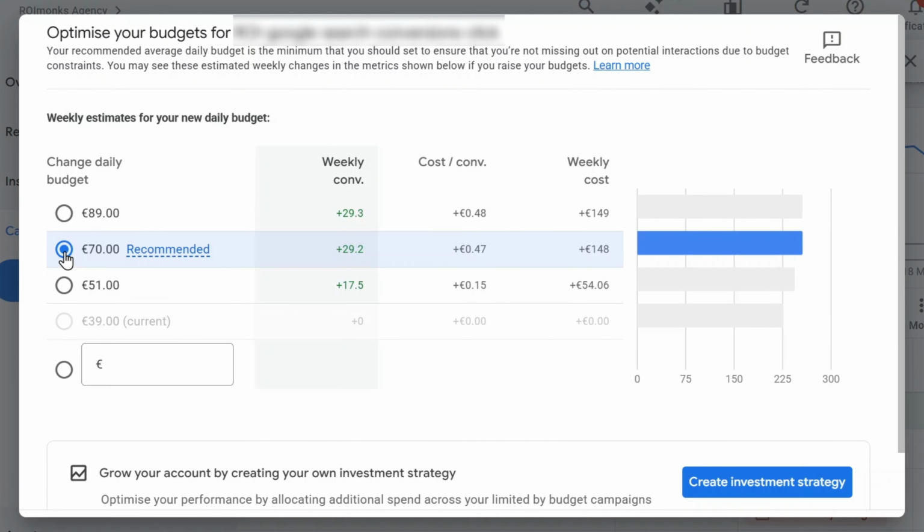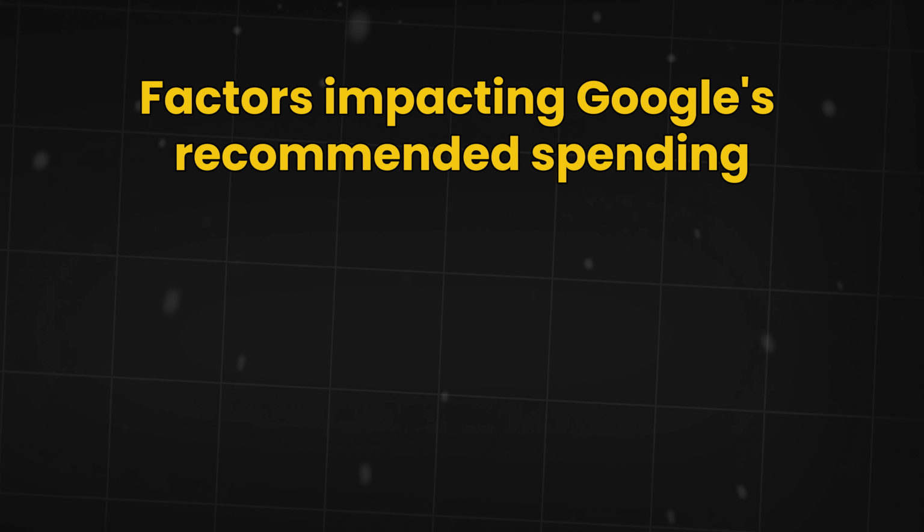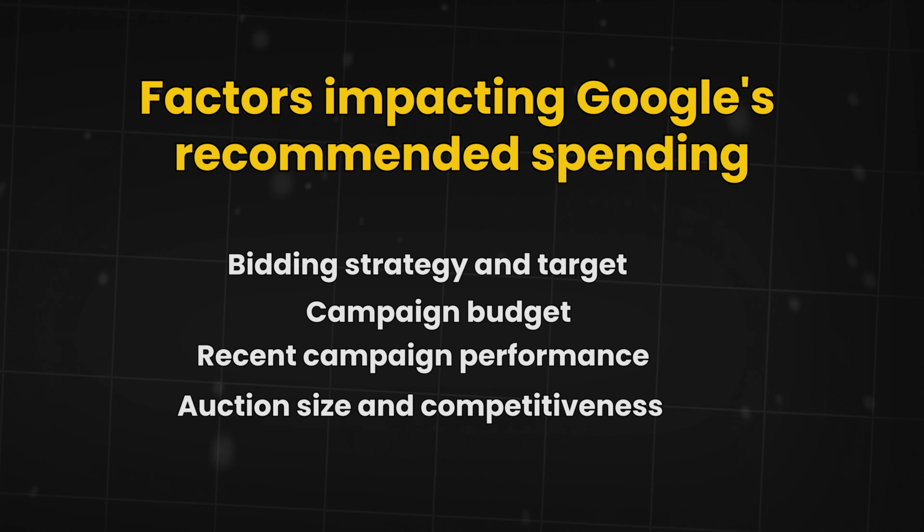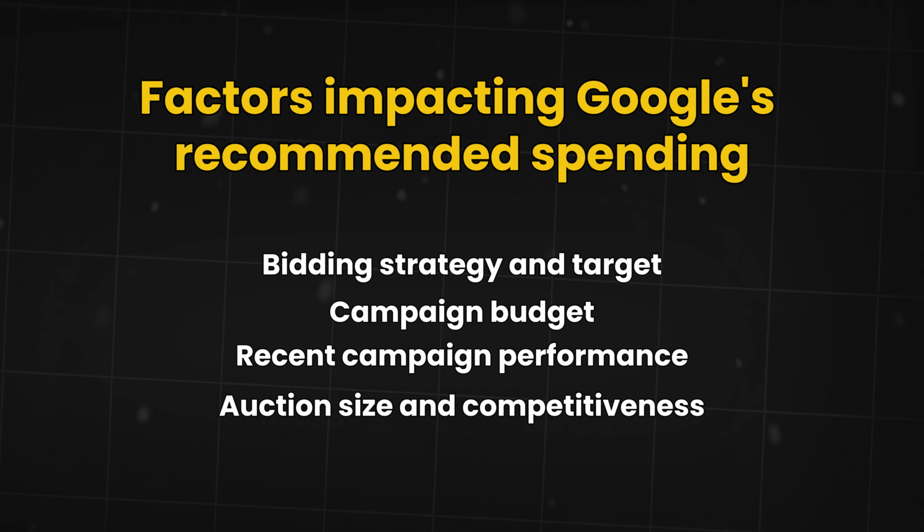And if your budget is less than this recommended amount, this is when you're going to see this limited by budget status. Okay, but how does Google Ads actually determine this recommended amount, and why should you care about this recommendation at all? Well, there are several factors that impact how much Google will recommend you spend, but the most important one is your bidding strategy. And this is why I think it's easiest to understand this topic by breaking it down by bidding strategy.